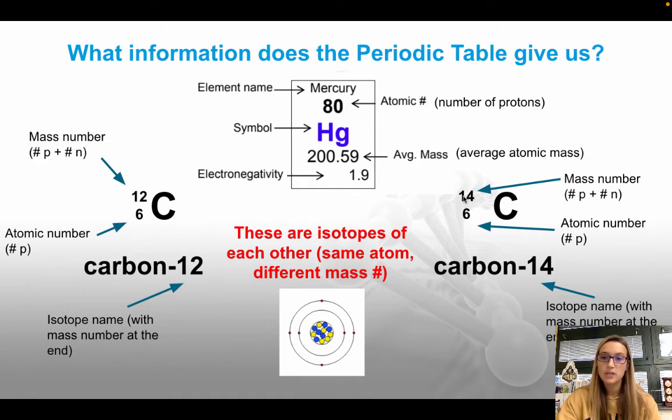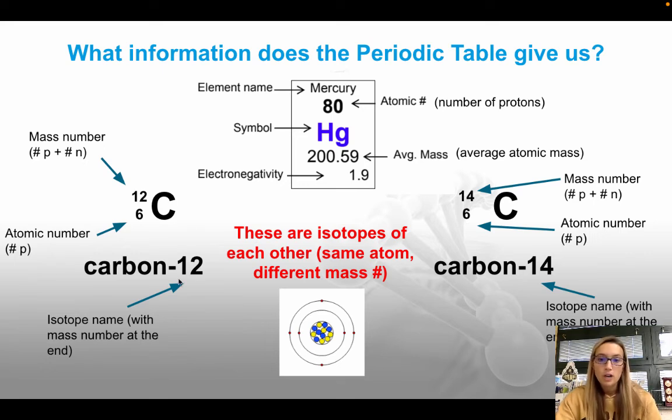So over here, notice we have a mass number of 14. Protons plus neutrons. Bottom number is the atomic number. That's the number of protons. So from this, you can figure out the number of neutrons. 14 minus 6 gives you the number of neutrons. Because remember, mass number is protons plus neutrons. This is number of protons.